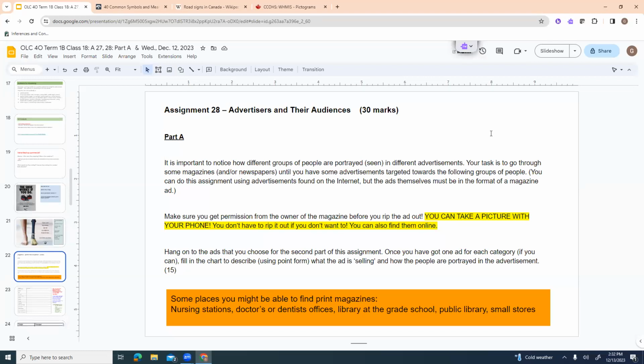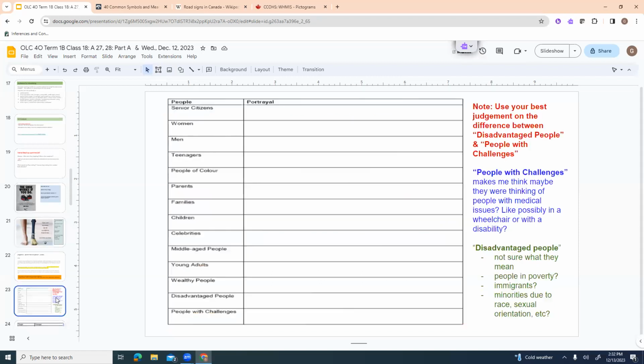So some places you might be able to find print magazines are nursing stations, doctors, dentist's office, library at the grade school, public library, small stores. Okay, so senior citizens, here's the people they're looking for. Women, men, teenagers, people of color, parents, families, children, celebrities, middle-aged people, young adults, wealthy people, disadvantaged people, and people with challenges.